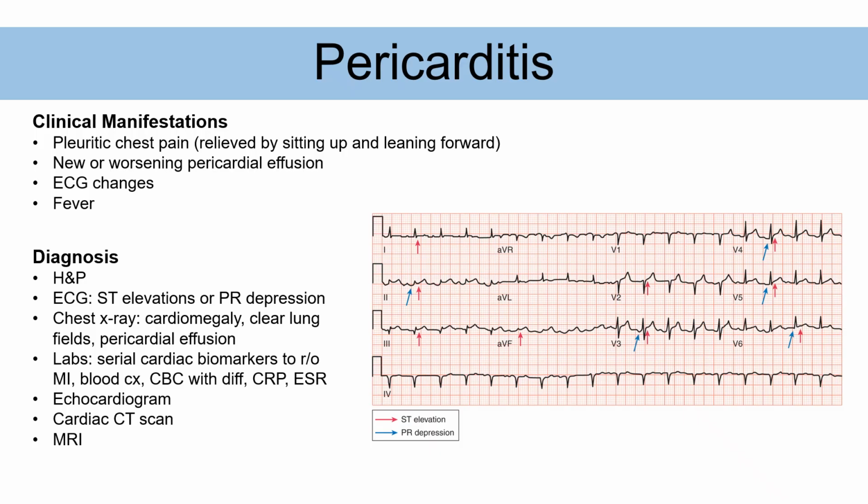They can have some ECG changes on the monitor. They may even have a fever because this is an infection. Diagnosis, H&P, we're going to see those ECG changes, possibly ST elevations or PR depression. Chest x-ray will show an enlarged heart, but clear lung fields, but pericardial effusion could be present where there's that sac full of fluid. We're going to check our typical labs. This one will require blood transfusion, echocardiogram, CT of the heart, and MRI.